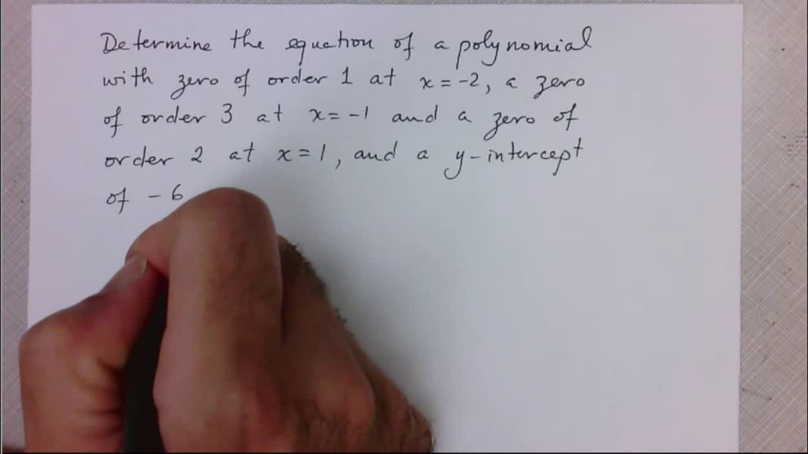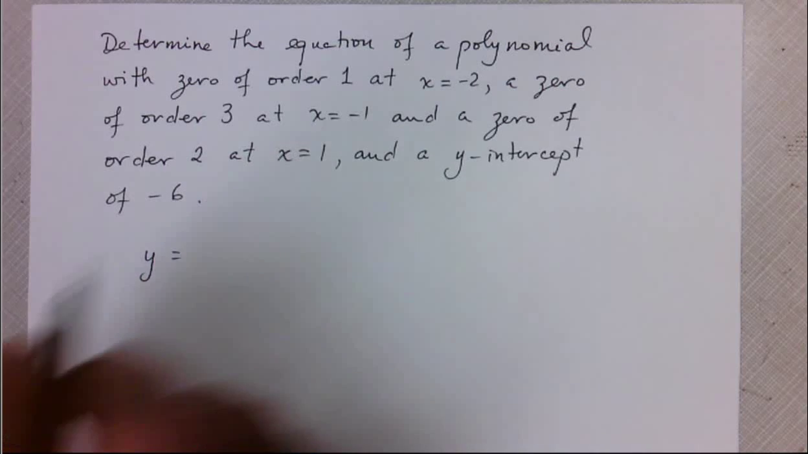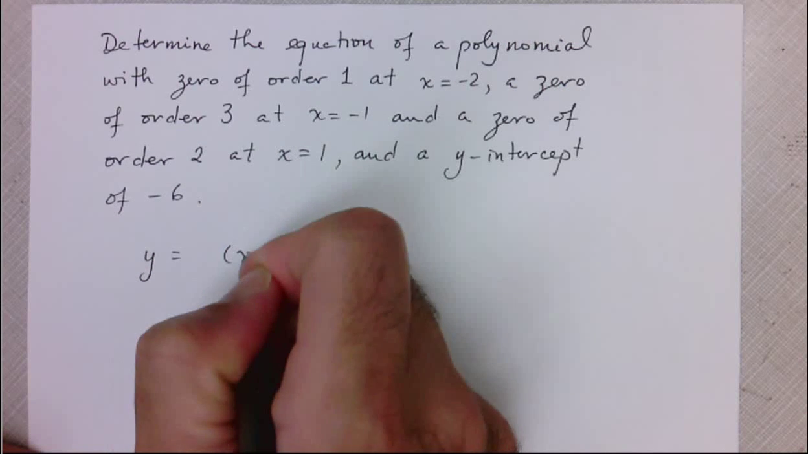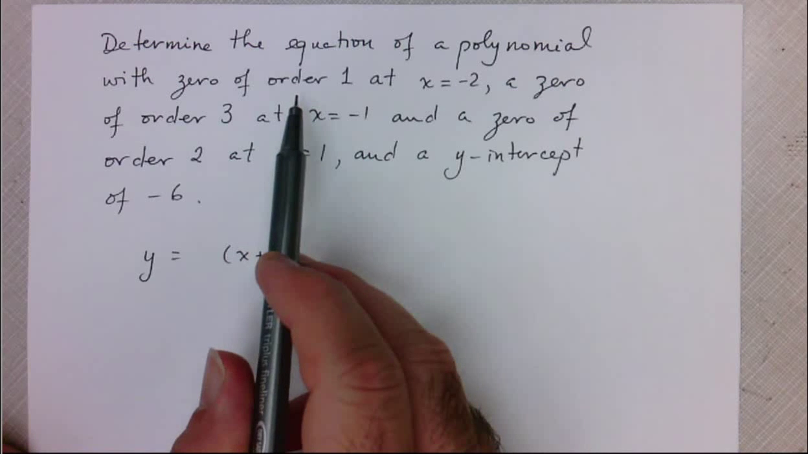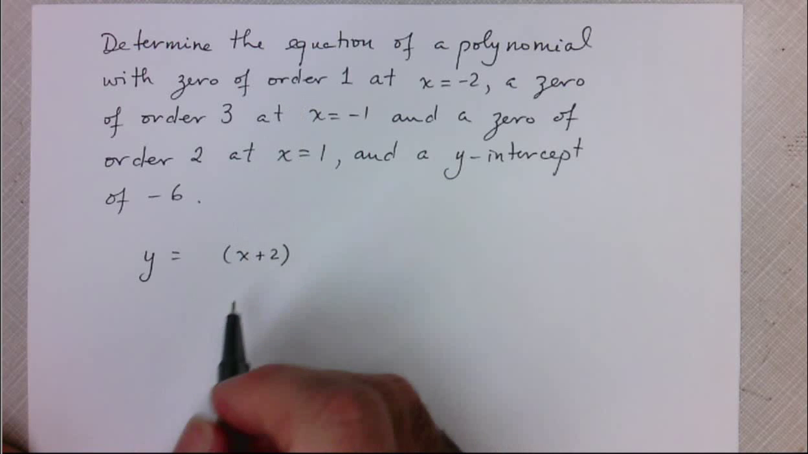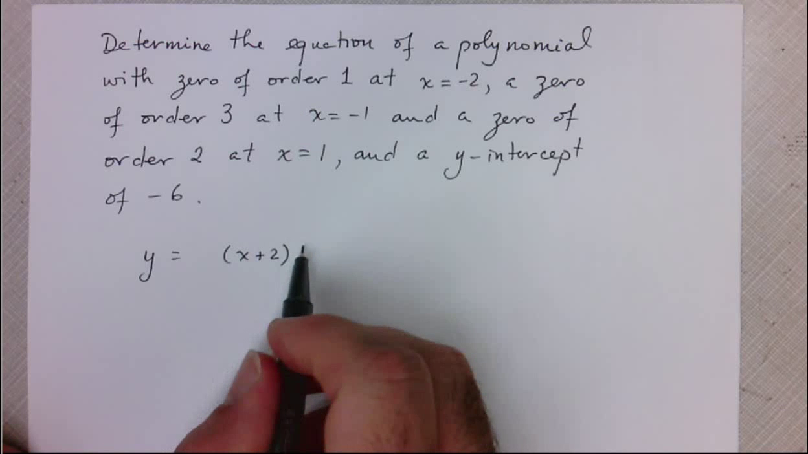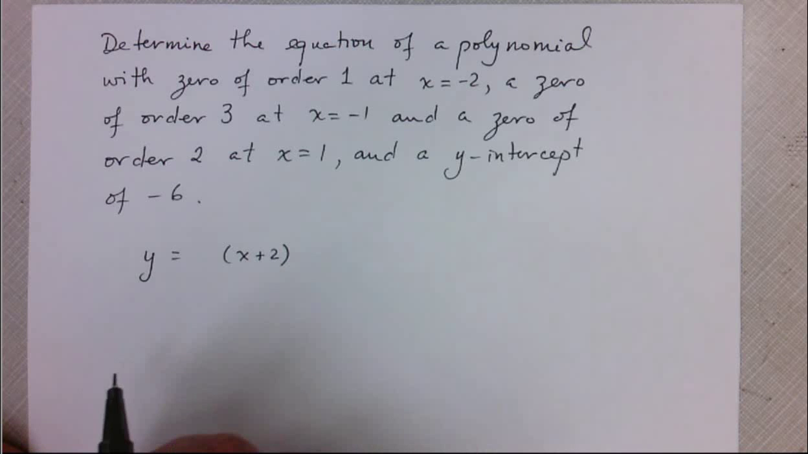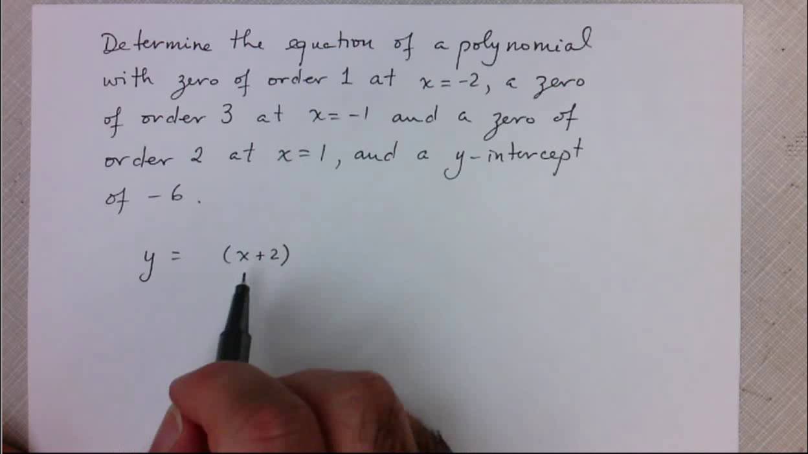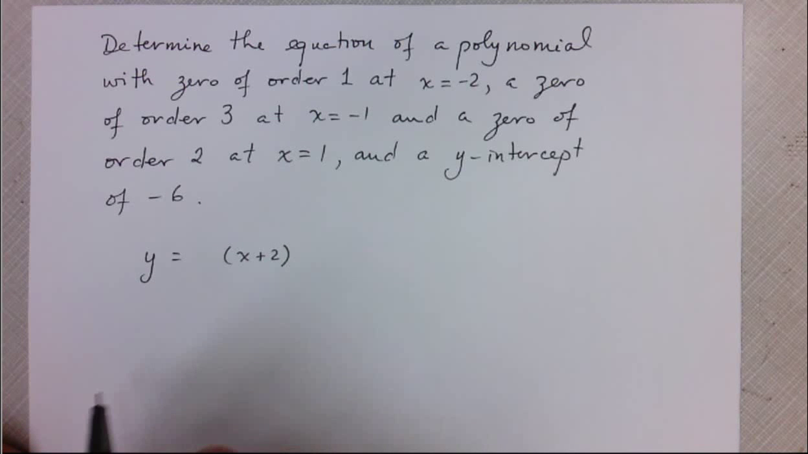So let's start writing what we know. We know that x plus 2 has to be a factor of this polynomial since -2 is a zero. Now they also tell us that the zero is order 1. Because if I had x plus 2 squared or cubed or to the power 4, that would still make x equals -2 a zero of this polynomial. But they specifically tell us that it's order 1. If they didn't, then we can choose whatever order we wanted. Let's go on to the next one.